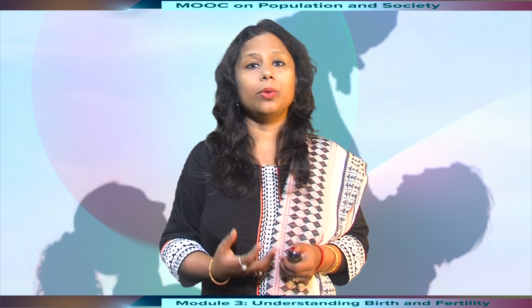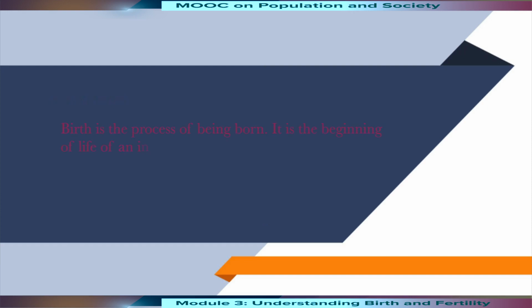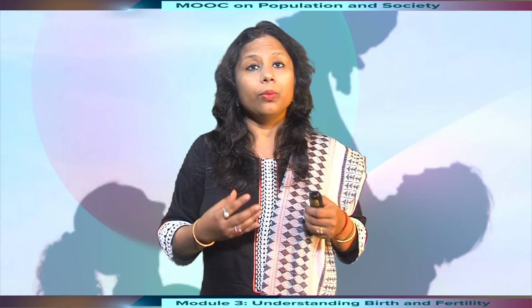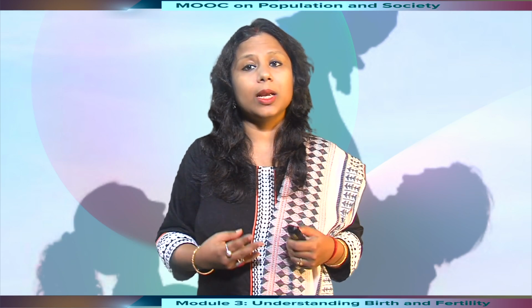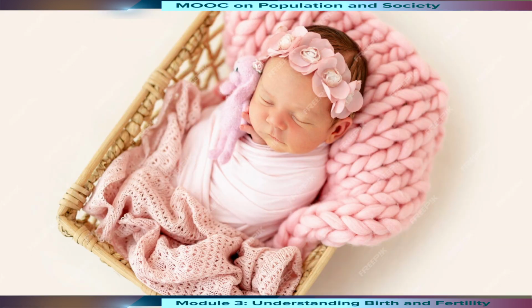So let us now try to understand the concept of birth and fertility. Birth is the process of being born, the inception, the beginning of life when an individual comes out of his or her mother's womb. When we talk about birth, there are usually two types of birth. One is live birth and the other is stillbirth. Live birth denotes the presence of life in the newborn. When a newborn baby shows signs of living, that he is alive, that means it is a live birth.